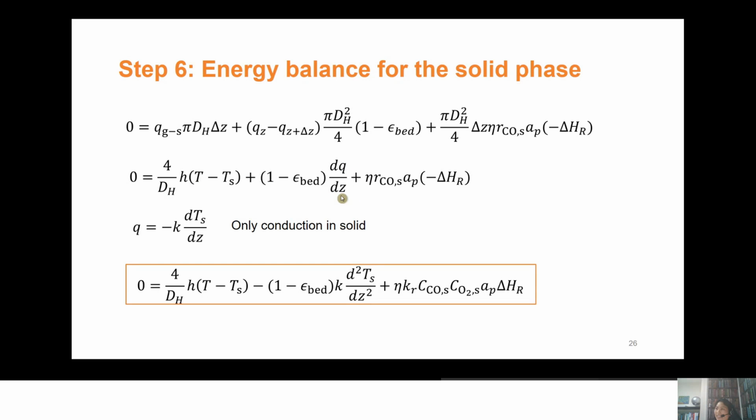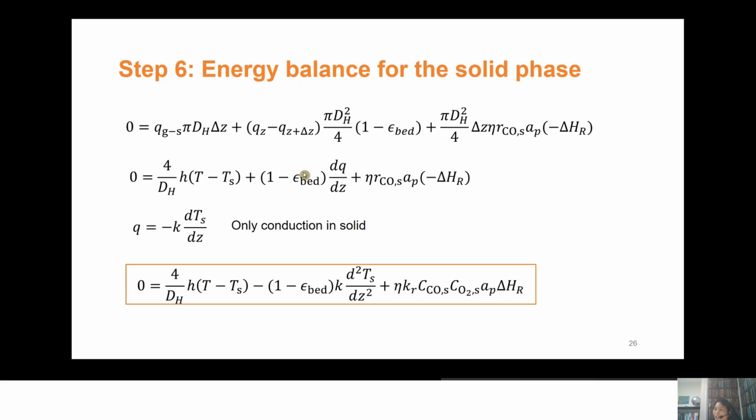And then the final step is to define q. Because this q is a function of temperature, we need to write it out in terms of the temperature. So this is due to conduction, in the solid phase. This is due to conduction, so we can use Fourier's law. This is Fourier's law for conduction, and the conduction is in the axial direction in the solid phase. Only conduction in solid. So we just substitute that into here.